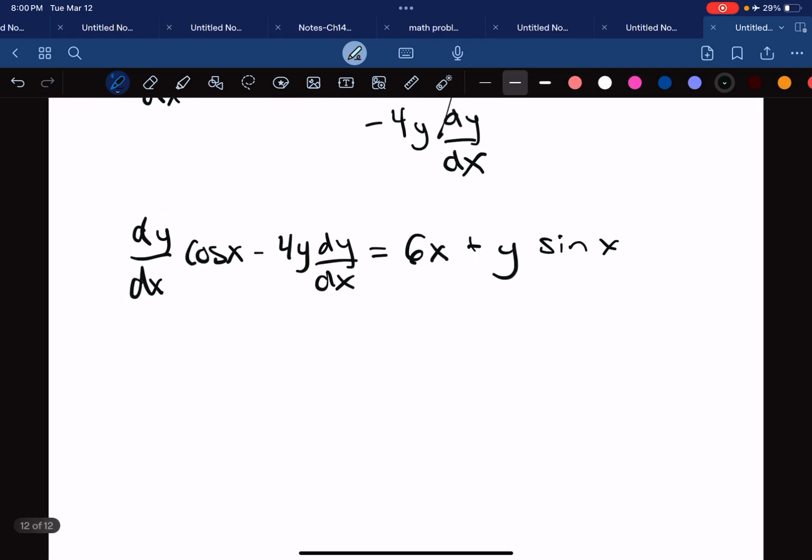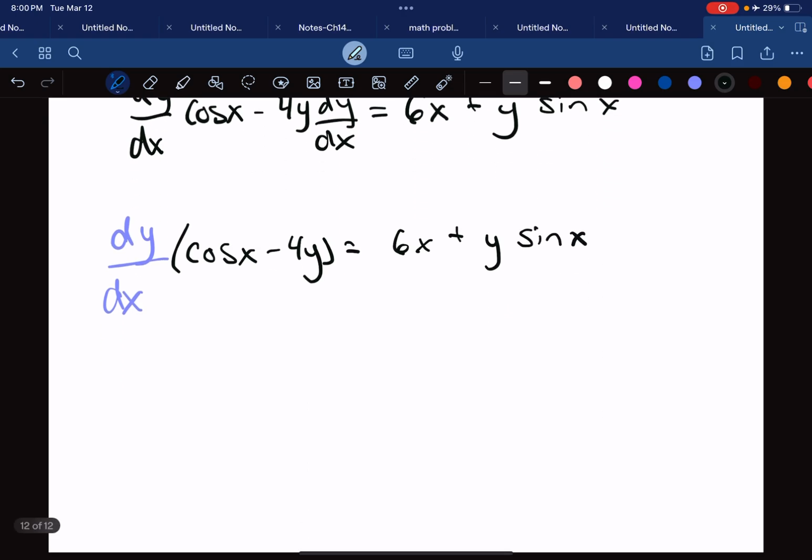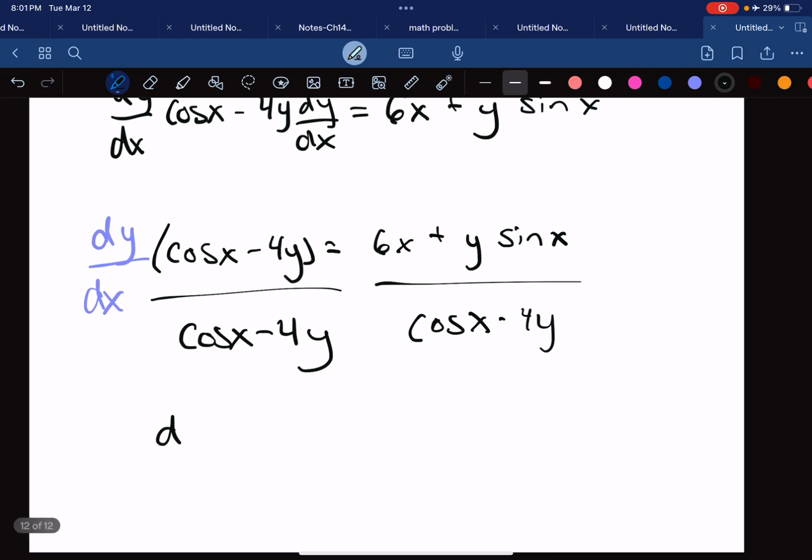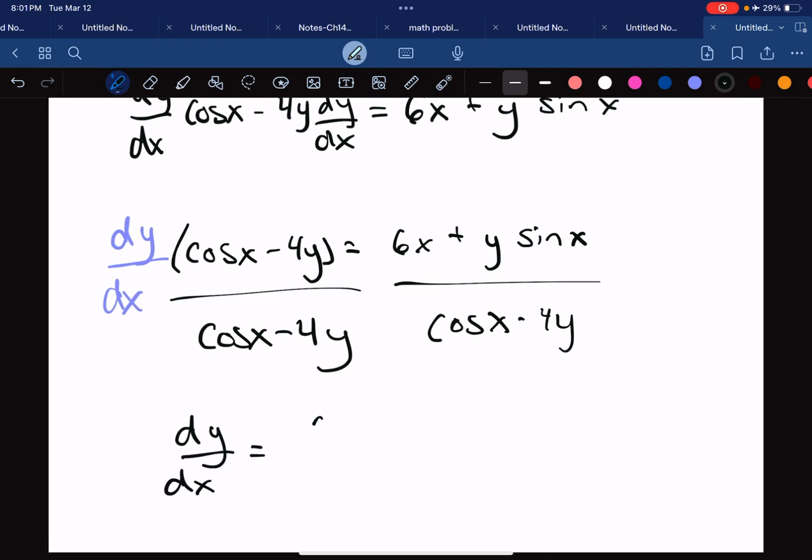And then now let's pull out a dy dx. So we have dy dx times cosine x minus 4y is equal to 6x plus y sine x. Now we can divide both sides of the equation by this cosine x minus 4y. And we get dy dx is equal to 6x plus y sine x divided by cosine x minus 4y.